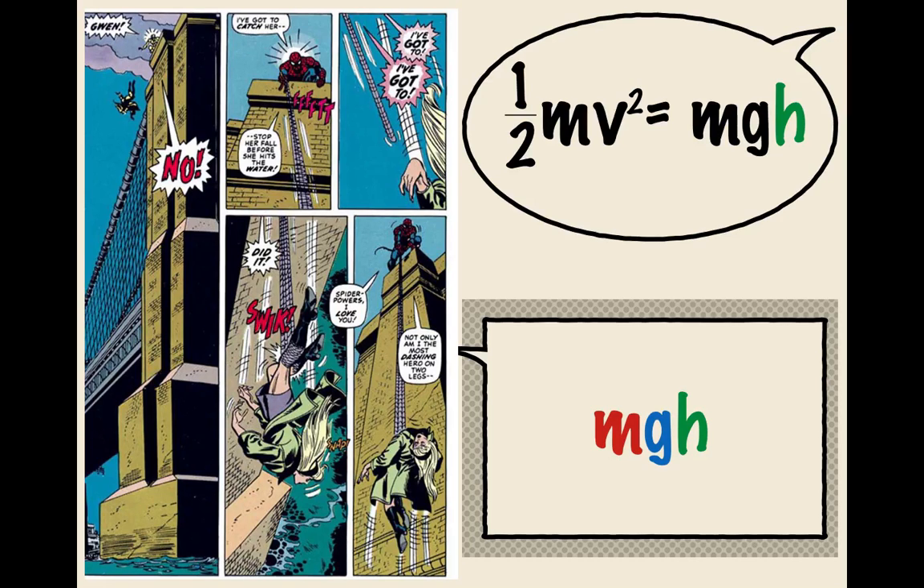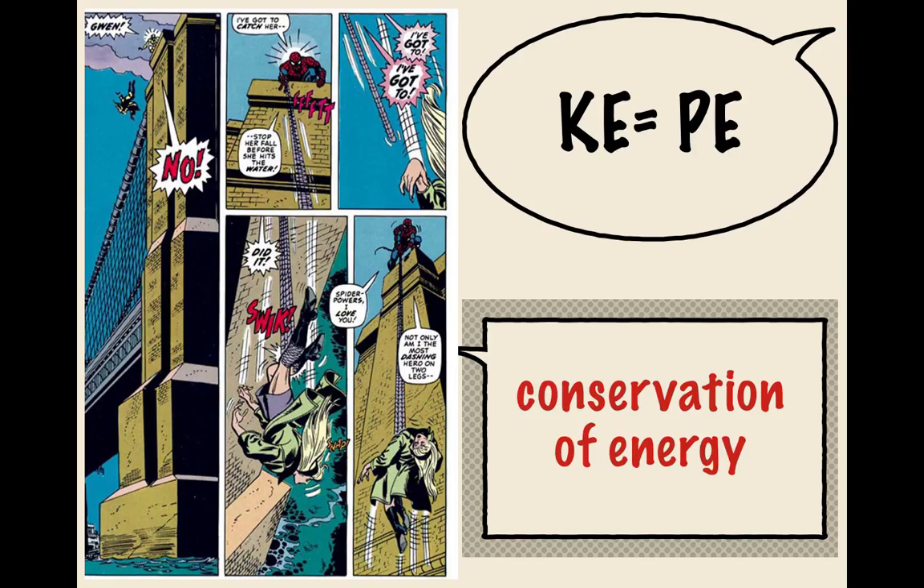It just so happens that half mass velocity squared is the equation for kinetic energy. Kinetic energy means energy that's in motion, as opposed to potential energy, which is stored-up energy that is not in motion yet. Potential energy is when she's on the bridge, and kinetic energy is the energy being made as she falls down. These two equal each other, and now we're diving into the concept of conservation of energy, which we'll explain in a second.